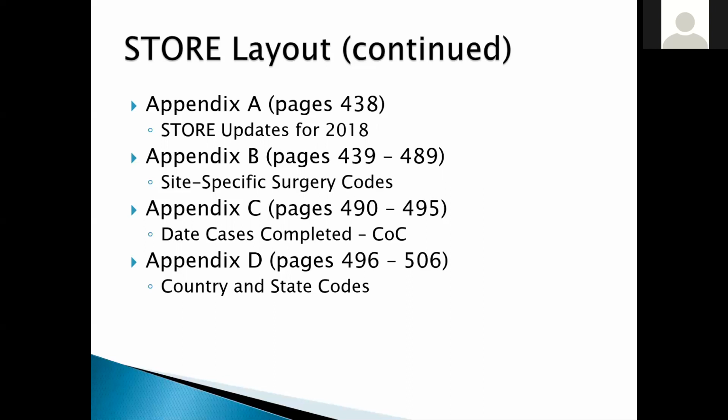Appendix D is the listing of data items that must be completed in order for the Date Case Completed COC data field to autofill in the abstract. We'll talk more about that in a future course, okay? It's just a list that you may have to refer to. Appendix E is a listing of country, state, and province codes. We will not be using this section this semester since we will be concentrating on the cancer data fields themselves.